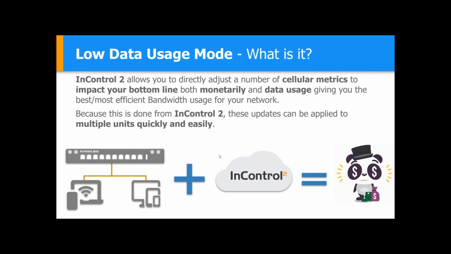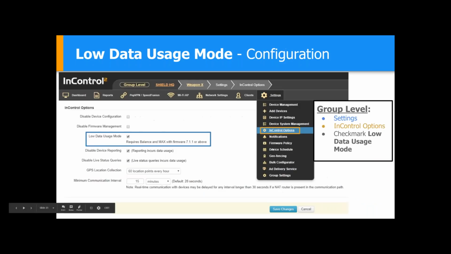To that end, we have a new mode available to us if you really do need to keep an eye on cell data usage if you're on a very restricted plan or the like. It's called low data usage mode. And what this does is allows you to directly adjust a number of cell metrics, and this is going to impact your bottom line both with cache as well as data usage, giving you the most efficient bandwidth utilization on the network. And because we're doing this from IC2, you can apply them to multiple units quickly and easily.